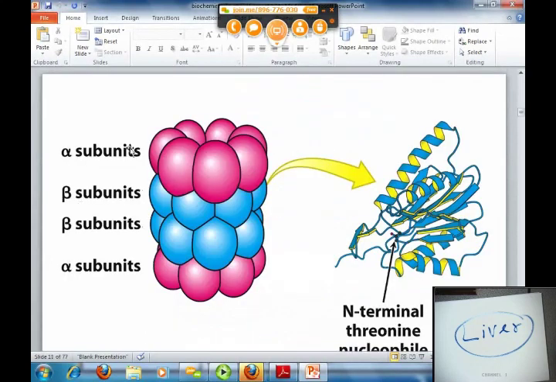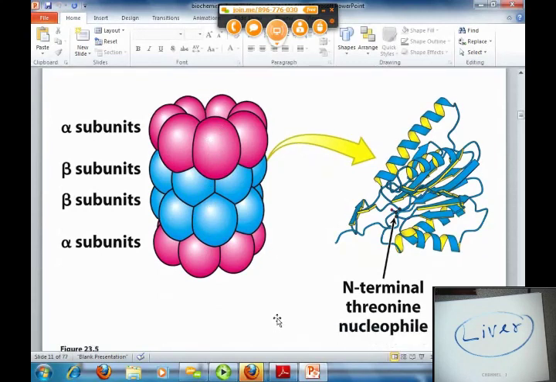And you can see the alpha subunit and beta subunit. This is the proteasome, the structure of the proteasome. Alpha subunit, beta subunit, alpha subunit. These two are inverted so that you have a hole in the middle. If the protein gets in, it is going to be cut like with scissors by a proteolytic enzyme and degraded. This is the proteasome structure.